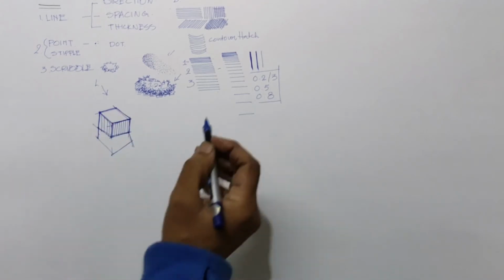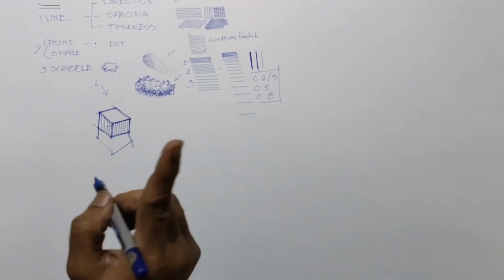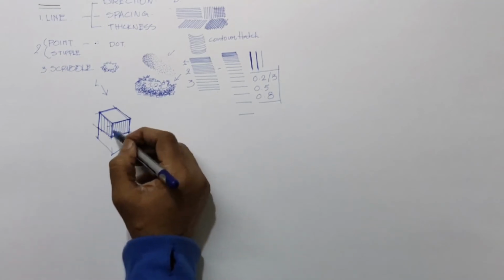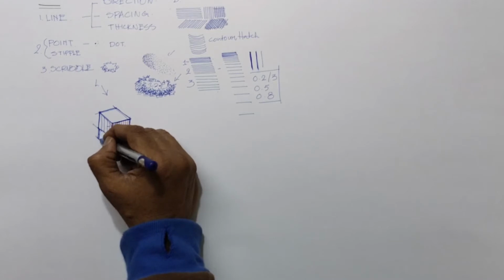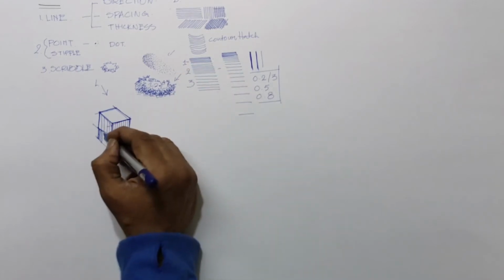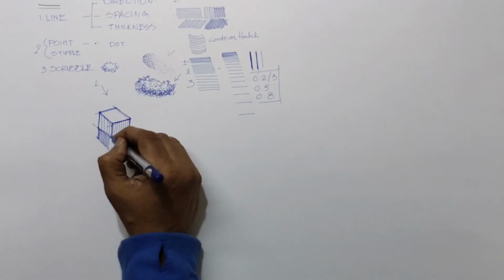The shadow I will demonstrate here. If I use the same, this is a vertical hatch. If I use a vertical hatch, still I can complete this drawing. See, very close lines, that is 1. I'm using 1. Very close lines. Okay, like that.